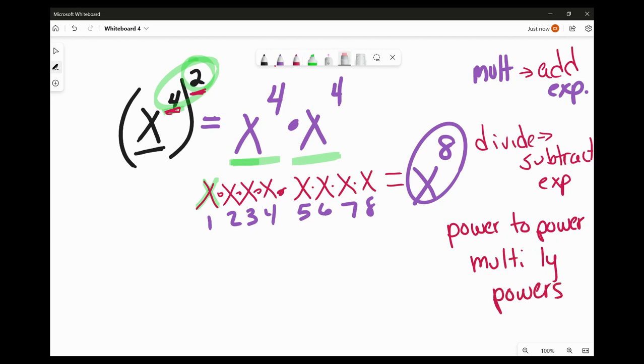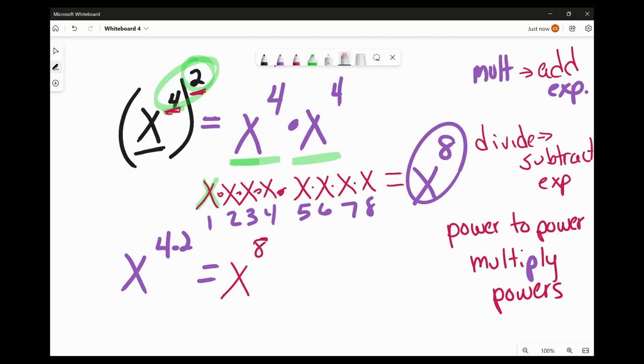Sorry, I don't know why the computer changed that. Multiply the powers. Okay, so in this case, you could do x to the 4 times 2, and you'd get 8. Actually, let's write the base here. Don't want to confuse anybody. The base is still x, and the exponent is 8. And that's how you would do power to a power.